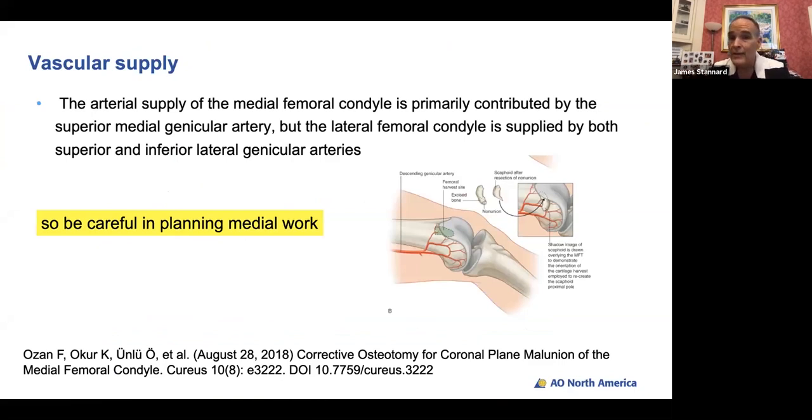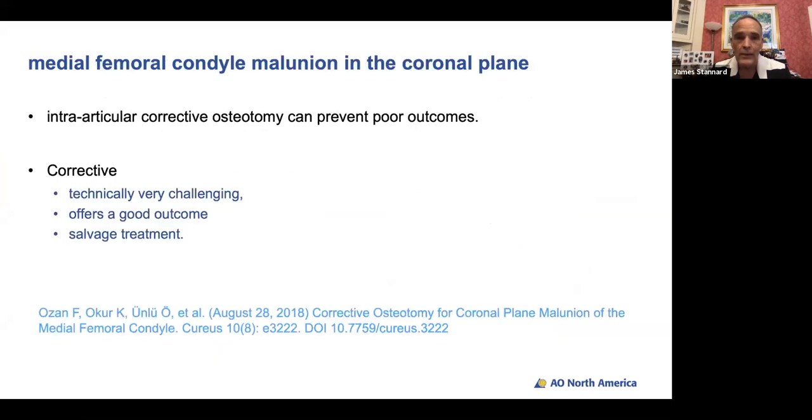Again, the arterial supply on that medial side is primarily just from the superior medial genicular artery. The lateral femoral condyle has broader supply with both superior and inferior lateral genicular arteries. So be careful with the medial work. You've got to use really good technique in order to make that work well.